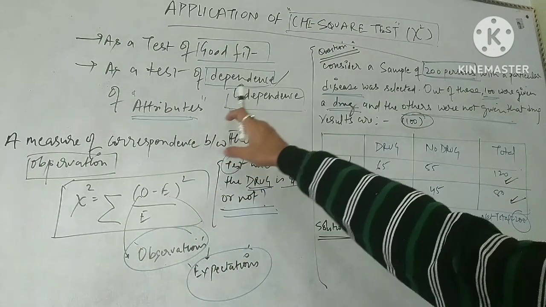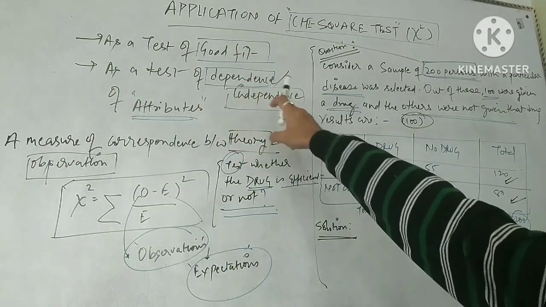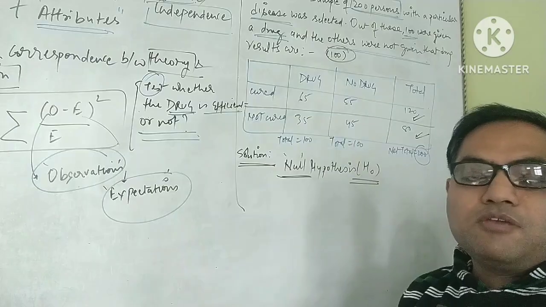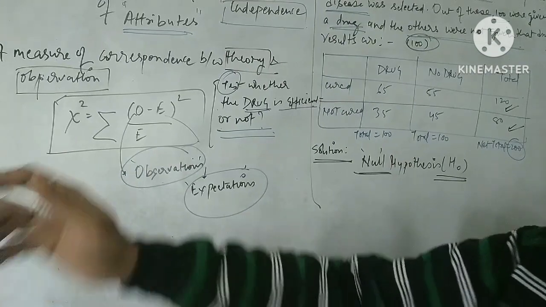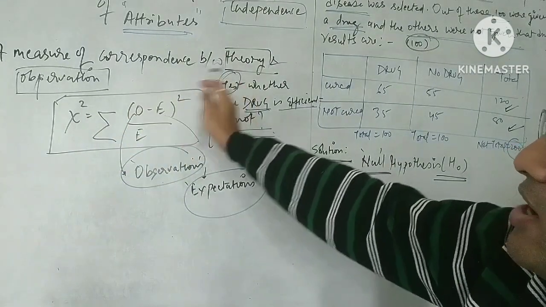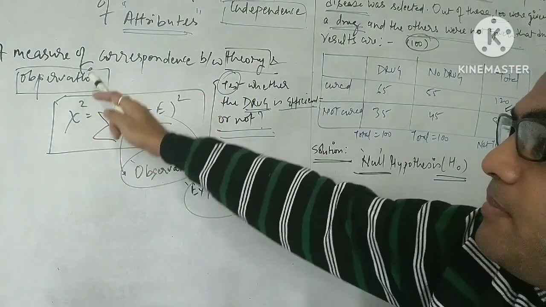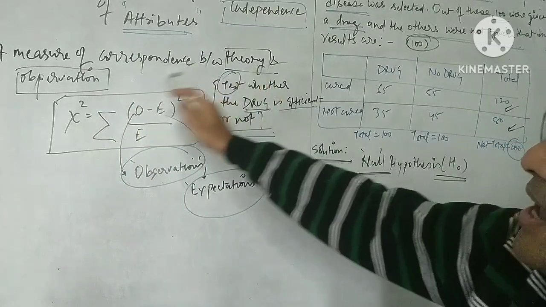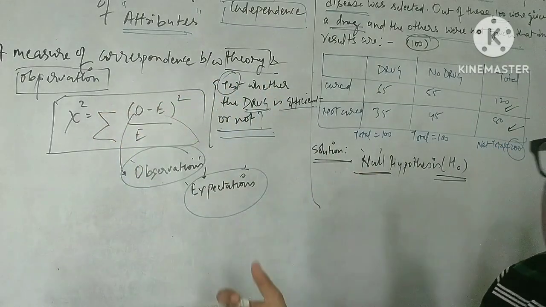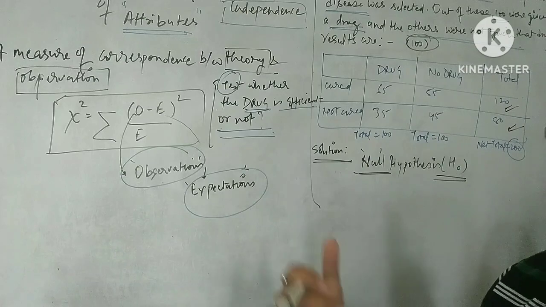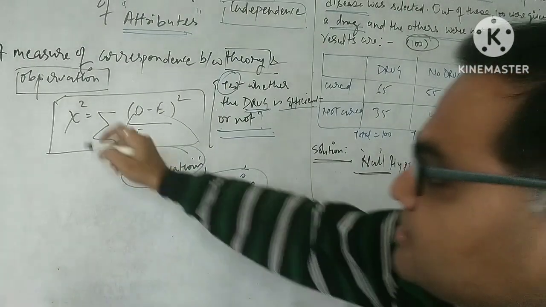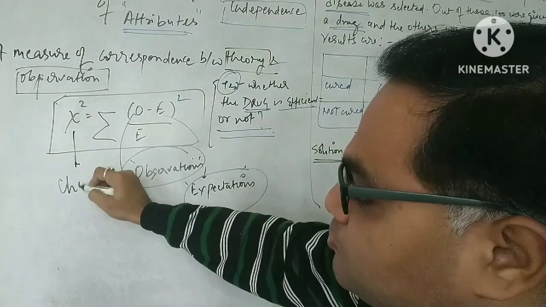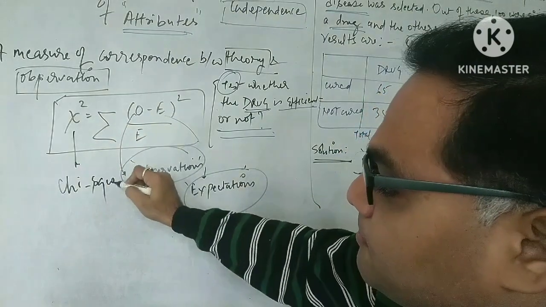And the second application is as a test of dependence/independence. The formulation has been given here. This is the measure of correspondence between the theory and observation. It is chi-square: the measure of correspondence between the theory and the observation, what is expected to come and what is observed quantity. This is called the chi-square, the Greek symbol is there.